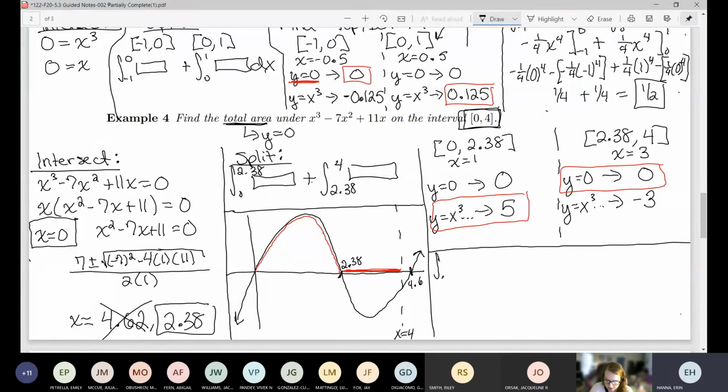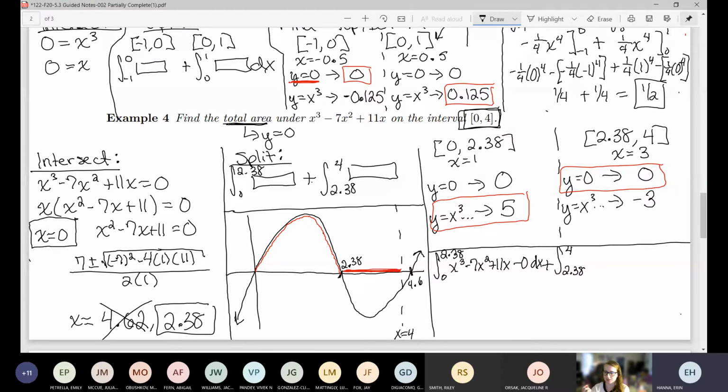So at this point, we're now ready to finally set up our integrals. So in that first integral from 0 to 2.38, we found that the x cubed function was on top. So if we do top minus bottom, it's going to be x cubed minus 7x squared plus 11x minus 0, because our bottom function is y equals 0. Now, I think I already mentioned, writing the minus 0 seems a little silly. If you want to drop it, that's fine.